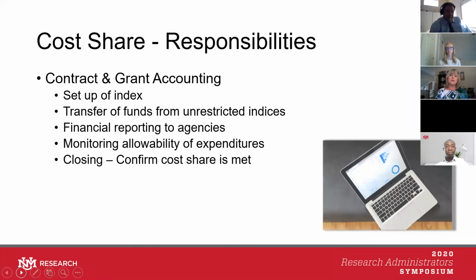Contract and grant accounting, where your cost share is concerned, we set up the index. We transfer funds from the unrestricted index that's designated. We do all the financial reporting for cost shares to the agencies. We also, during the life of the award, monitor the allowability of the expenditures. And in closing, we have to confirm that the cost share is met. And this is when, if it's an in-kind or a third party, we would reach out to you for all the documentation you've been keeping during the life of your award.